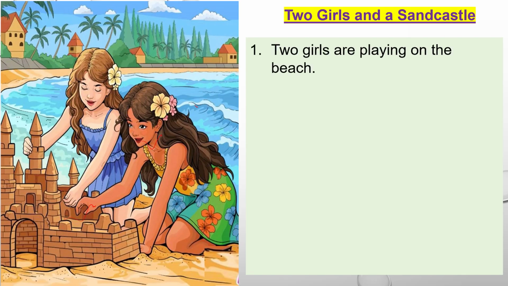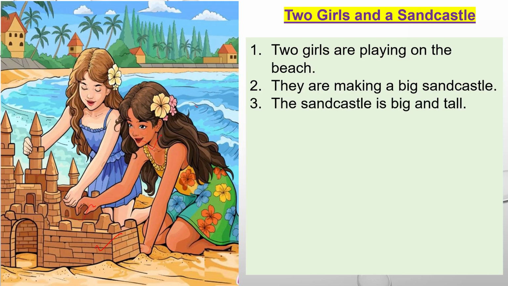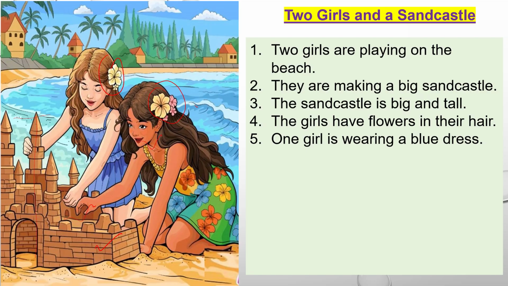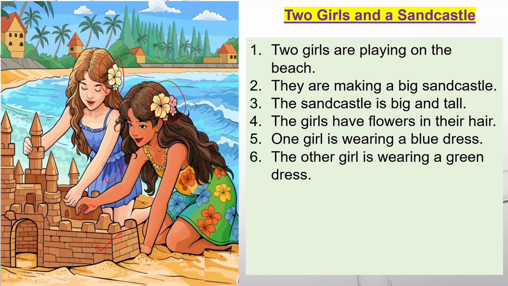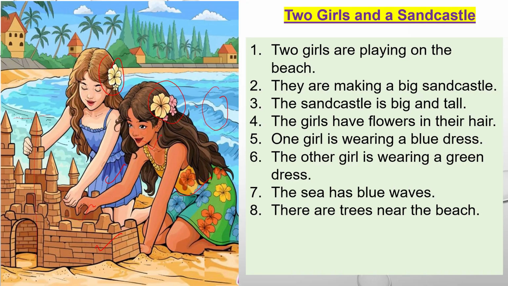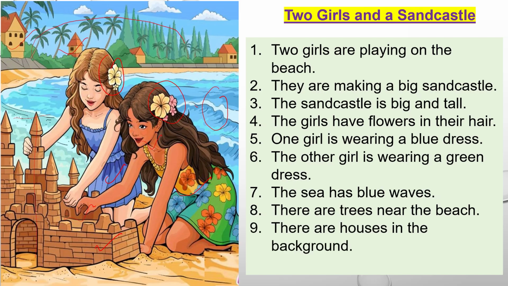So first, two girls are playing on the beach. They are making a big sand castle. Third sentence, the sand castle is big and tall. The girls have flowers in their hair that you can see. One girl is wearing a blue dress. The other girl is wearing a green dress. The sea has blue waves. There are trees near the beach that you can see. There are houses in the background that you can also see. And the girls are happy and smiling.